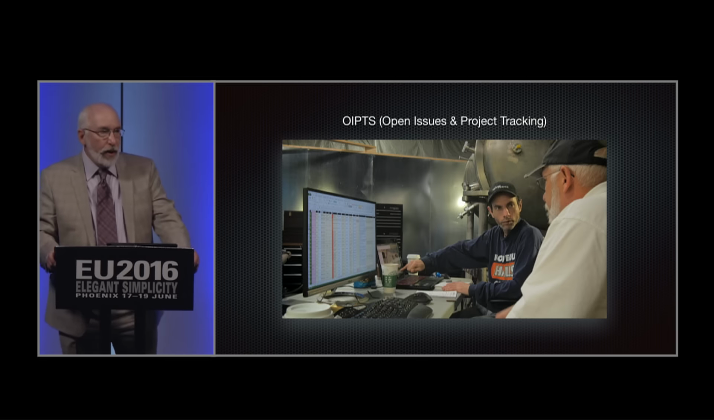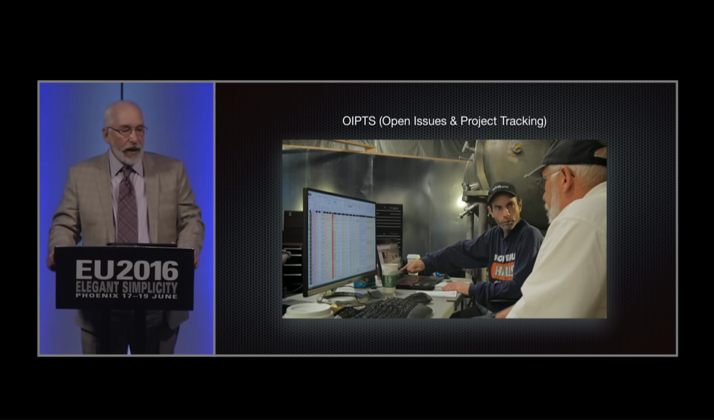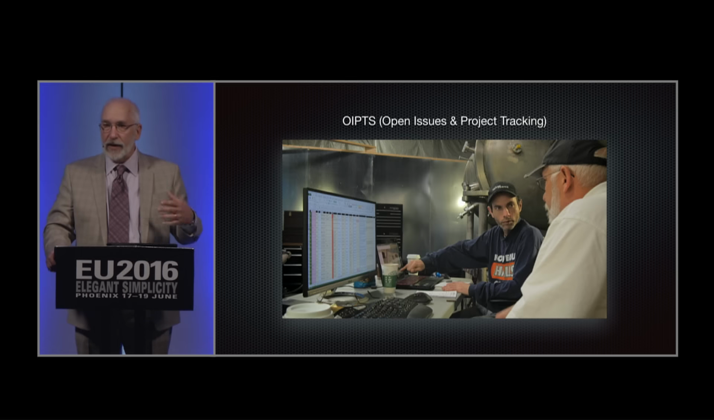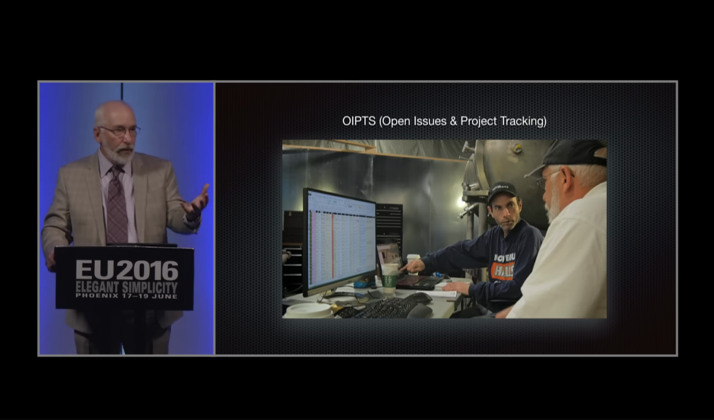So we have what we call a system. It's called open issues and project tracking. And that means that every single person on the team has a responsibility to, if you think it's a problem, treat it as a problem unless we know that it isn't. It's broken unless we know that it's fixed. It's not going to work unless we know that it does. You might consider it a negative approach.